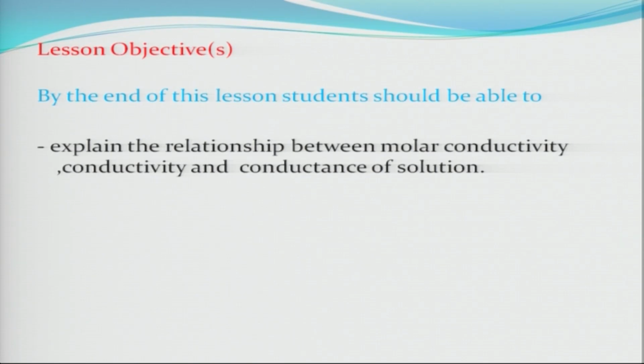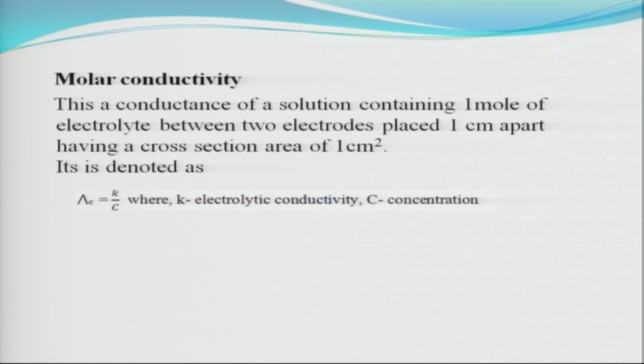When you hear the word molar, you know now we are going to relate conductance of electricity with the molarity. So what is molar conductivity? Molar conductivity is the conductance of a solution containing 1 mole of an electrolyte placed between electrodes 1 centimeter apart and having a cross-sectional area of 1 centimeter squared. Or we can use meters.